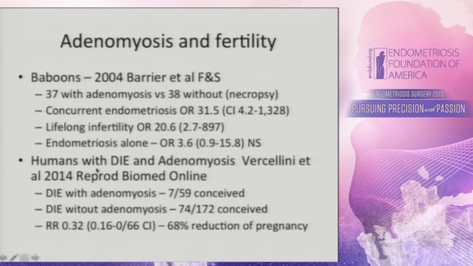Take patients who have deep infiltrating endometriosis with and without adenomyosis. If they looked at their pregnancy rates, this is from Versalini 2014, if they have deep infiltrating endometriosis with adenomyosis, only 7 out of 59 of these patients conceived. If they had deep infiltrating endometriosis without adenomyosis, 74 out of 172 conceived, with a reduction in pregnancy rate due to adenomyosis itself of 68%. So the adenomyosis was at least, if not more, important in impacting infertility negatively than the endometriosis itself.